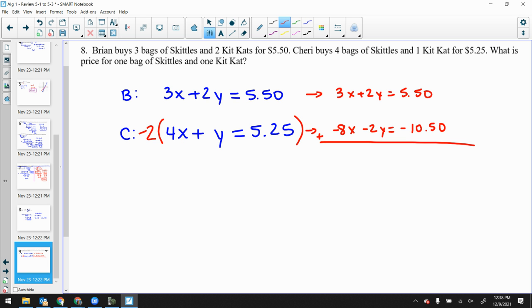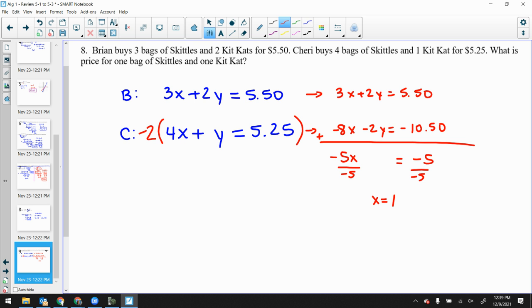And when I add these two equations together, that's going to give me a negative 5x. And then look over on the right side. 550 plus a negative 1050 is negative 5. 50s go away. 5 plus negative 10 is negative 5. We divide by negative 5. Oh, not negative 1. You can't have negative 1 bags of Skittles or negative 1 price or whatever. X is positive 1. What does that mean? How much were Skittles? $1.